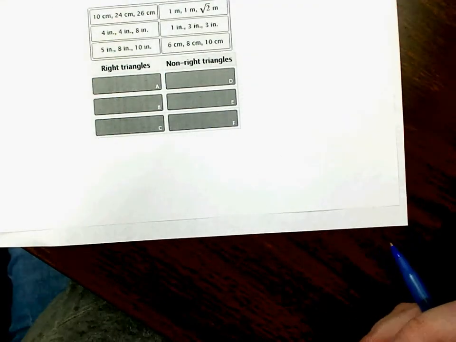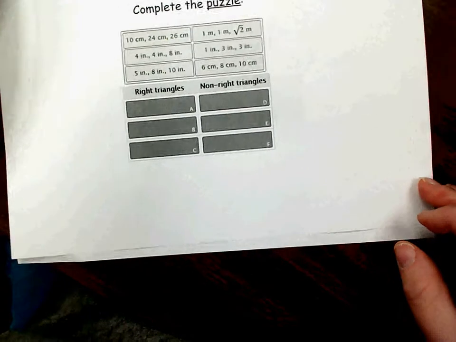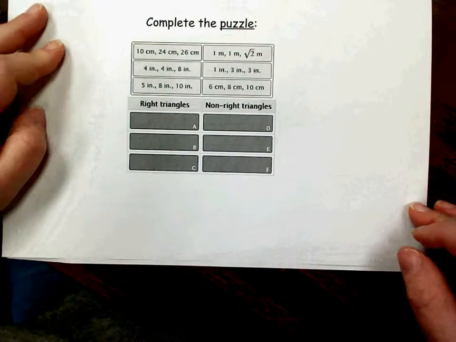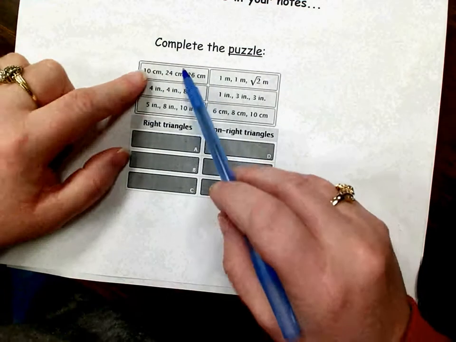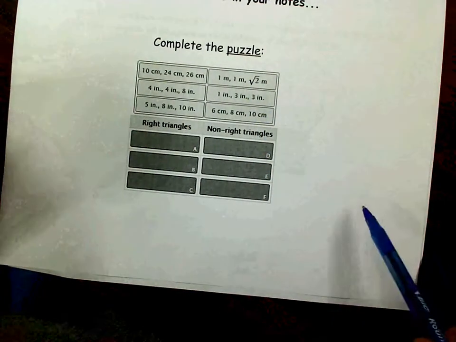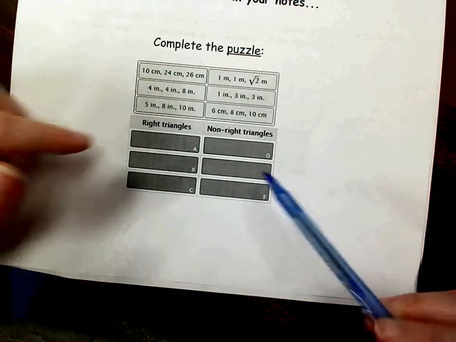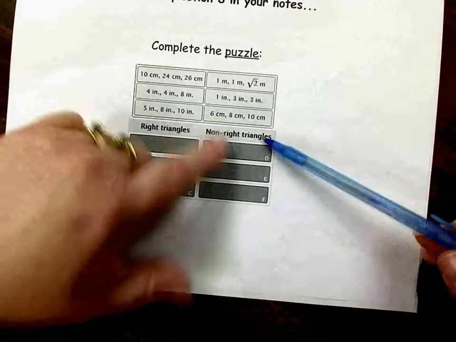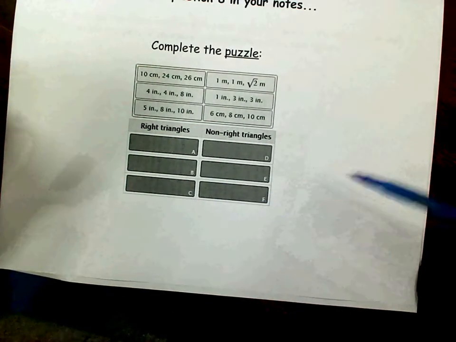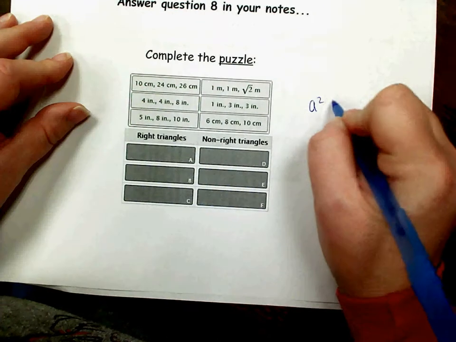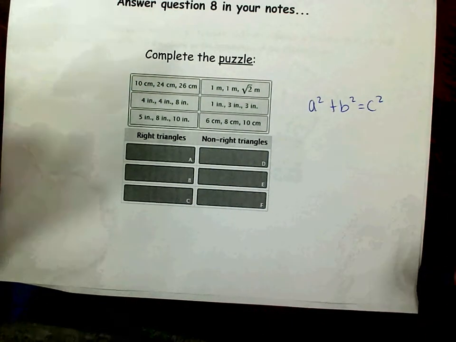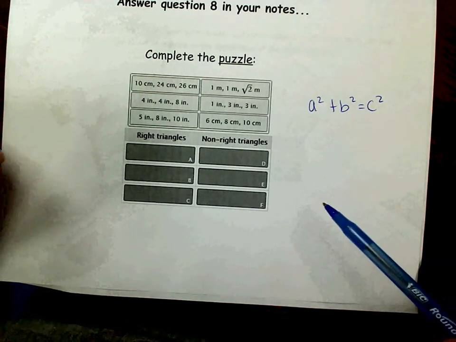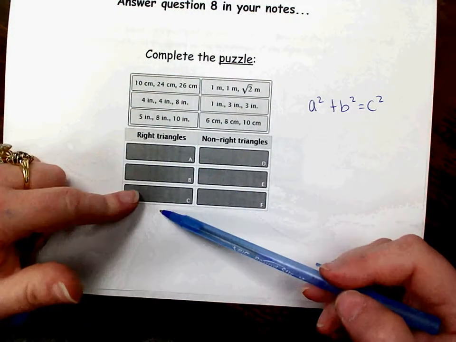So I want you to go ahead and complete question 8 in your notes. You're given 6 triangle lengths, and you're supposed to determine whether they make up a right triangle or not a right triangle. So again, you're just putting those numbers into the Pythagorean theorem to see if it works and satisfies the equation. If it does, it makes it a right triangle. If it does not, it is not a right triangle.